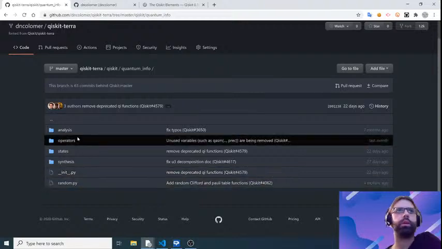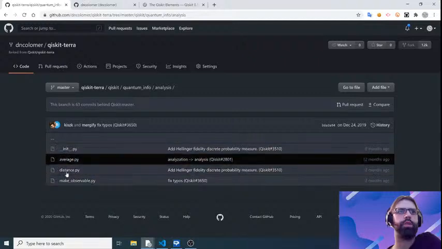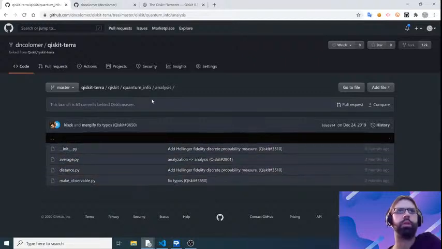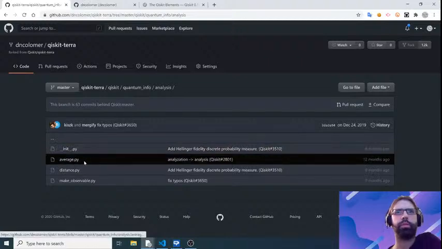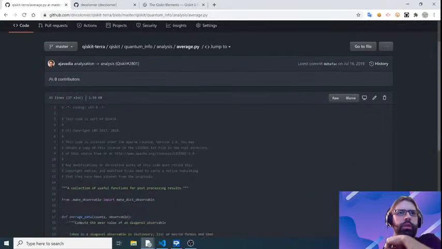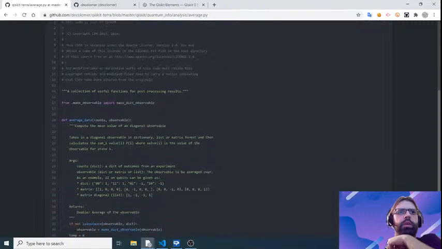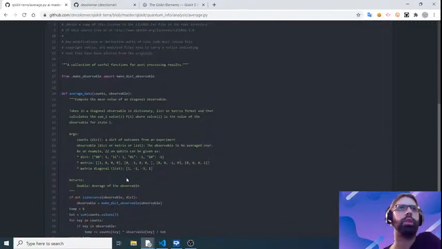That's something new. So average distance, make observable. What are these things? A collection of useful functions for post-processing results. Interesting. So you can do average data, counts, observable, compute the mean value of a diagonal observable, which takes in a diagonal observable in dictionary, list of matrix format.